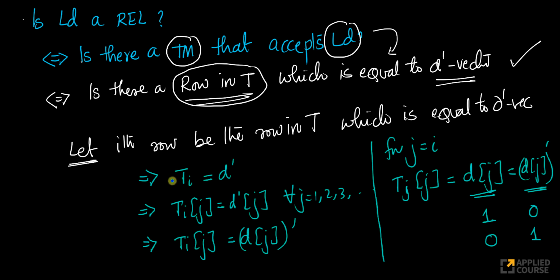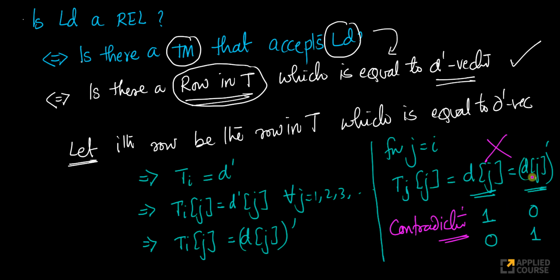Which means, look at the flow, look at how I have come step by step. This is a contradiction. What you arrive at here is a contradiction. This is never true. This is incorrect. How can a binary value and its complement ever be the same? They can never be the same. And we have found a contradiction here.